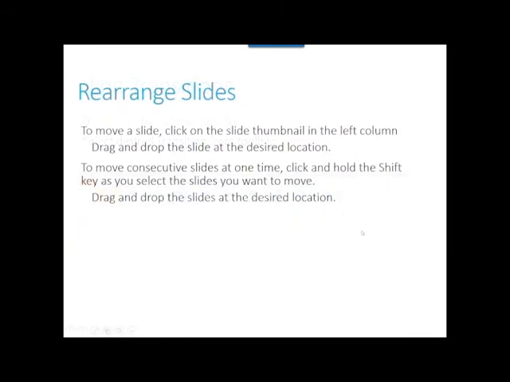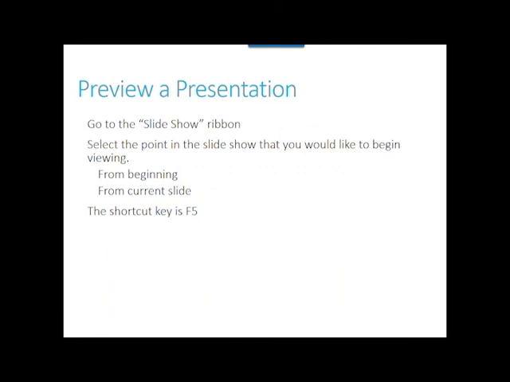So how to rearrange slides. To move a slide, click on the slide thumbnail in the left column, then drag and drop the slide at the desired location. You just have to select the slide and then choose its position, basically. To move consecutive slides at one time, click and hold the Shift key as you select the slides you want to move. Drag and drop the slides at the desired location.